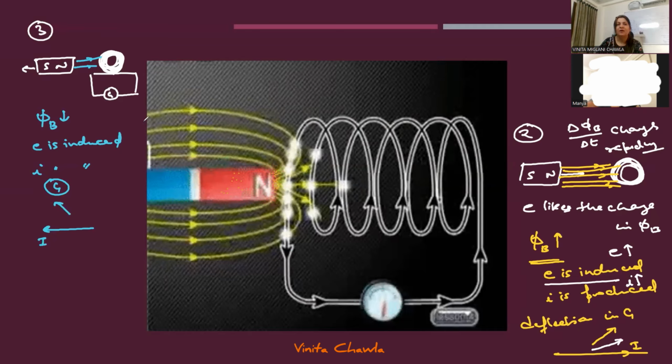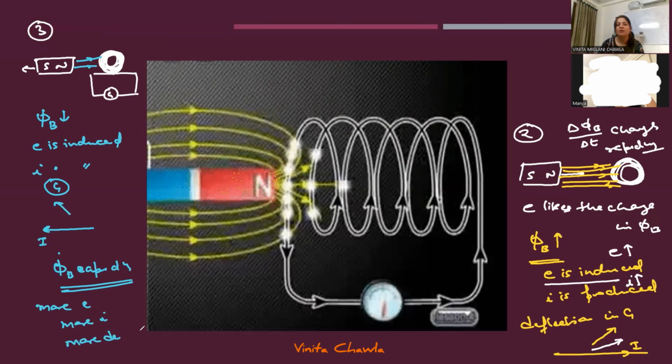Again, if I move the magnet away from the coil, this time very fast, del phi B changes rapidly, no? Phi B will change rapidly. So if phi B is changing rapidly, it means more EMF is induced. We have a greater value of EMF, more current, and more deflection in the same direction.